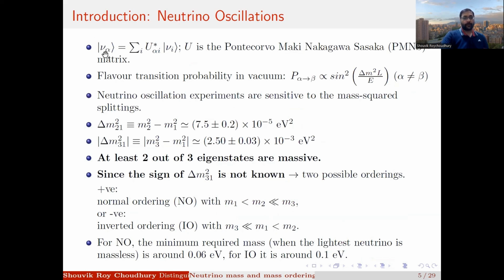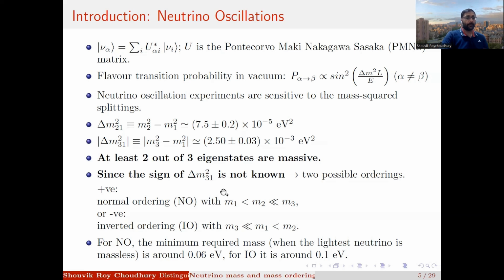Now, the flavor eigenstates can be written in terms of the neutrino mass eigenstates, where U is the PMNS matrix, and the flavor transition probability in vacuum is proportional to sine squared of delta m squared, where delta m squared is the mass squared splitting. We know from oscillation experiments this delta m21 squared and the modulus of delta m31 squared. So we know that at least 2 out of the 3 mass eigenstates correspond to neutrinos which are massive, but one of them can still be 0.